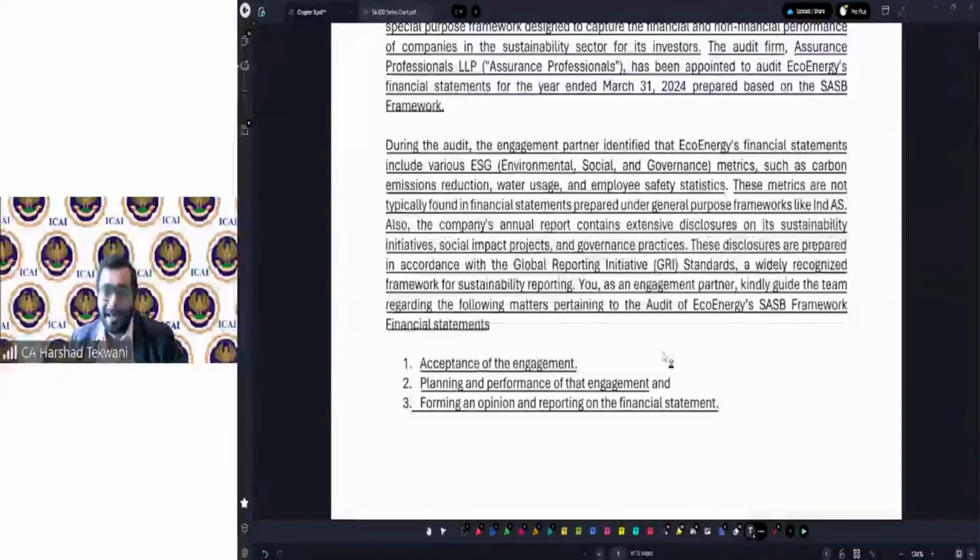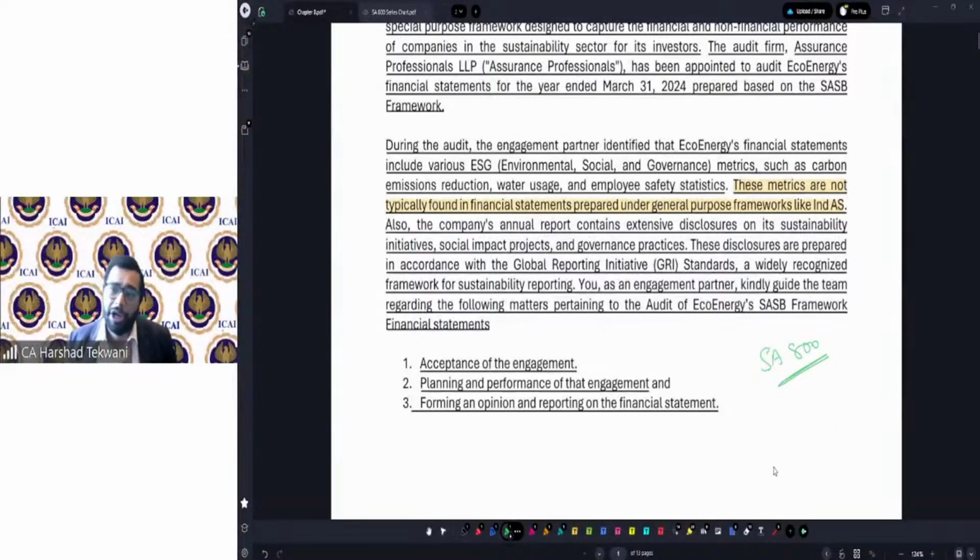So, I'll tell you. This is based on SA 800. Now, why is this based on SA 800? Simple. SA 800 talks about the audit of financial statements prepared in accordance with a special purpose framework. So this is a special purpose framework, that is the SASB framework, which is different from India's, as is written in the question also. These metrics are not typically found in financial statements prepared under the general purpose framework like India's. So this is a special purpose framework. And if the audit under a special purpose framework is there, SA 800 should be applied. Yes or no? As a result, the applicable SA in this scenario is SA 800.